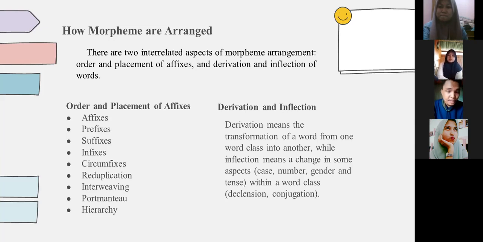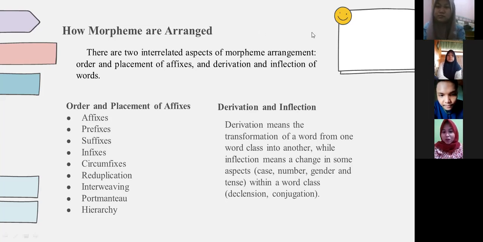A derivation example is child, to childhood, and to childish. An inflection example is child, children, and childs. And I think that's all for my topic. I'll give it to the moderator.